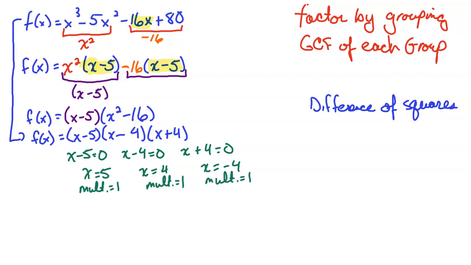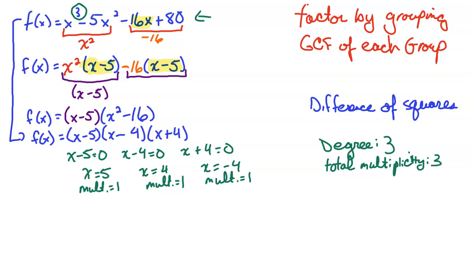Now, I want to make some connections here. Go back to my very top. What is the degree of my polynomial? The degree of this polynomial is a 3. What is the total multiplicity? So in other words, add up all your multiplicities. It should be the exact same values. Your total degree and your total multiplicity, they will add up.